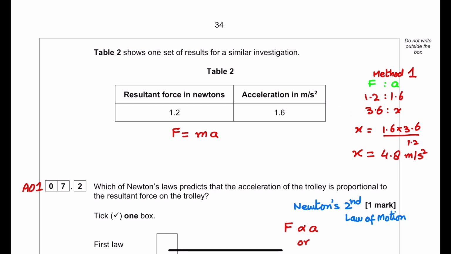To make x the subject by the ratio and proportion method, x is equal to 1.6 times 3.6 divided by 1.2. The answer is 4.8 meter per second square.